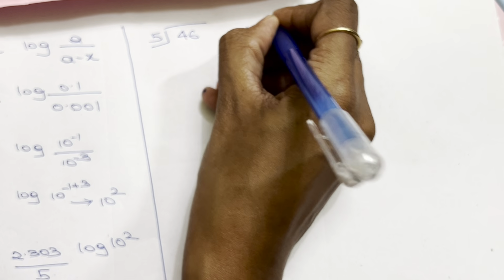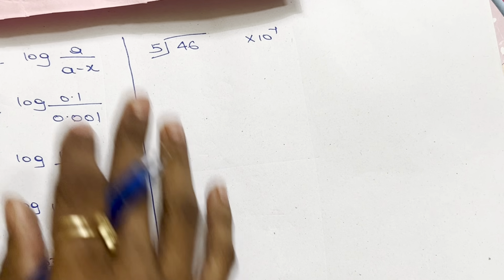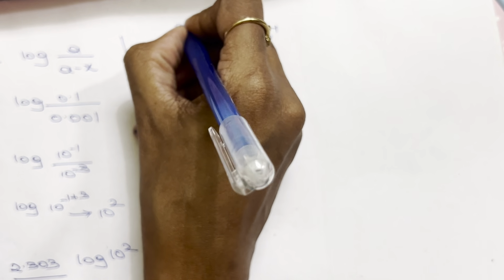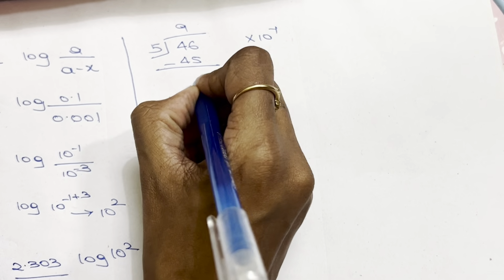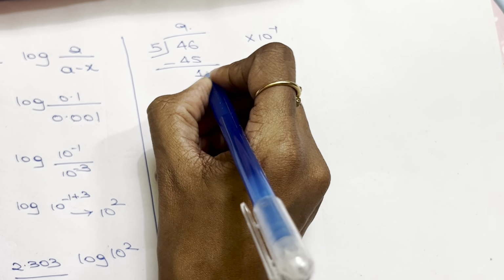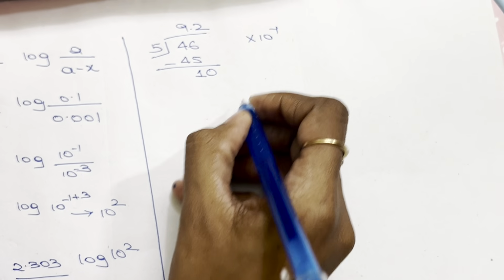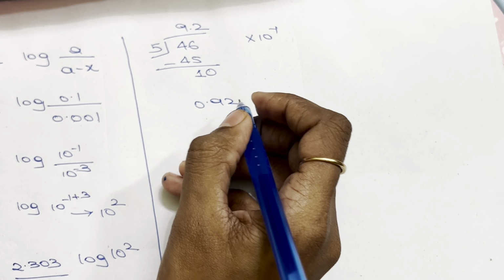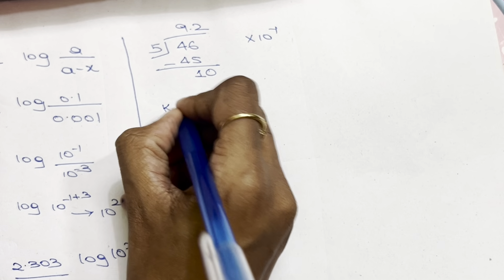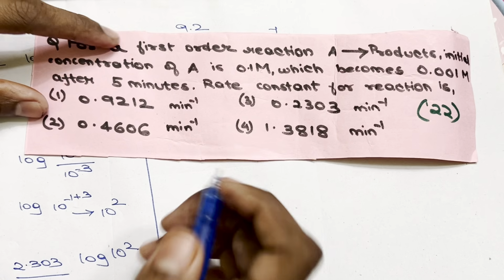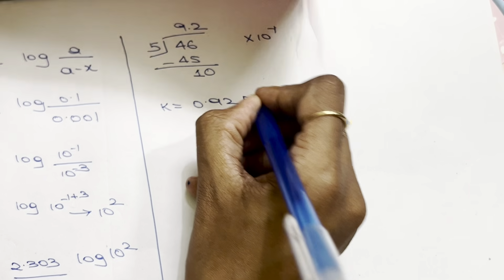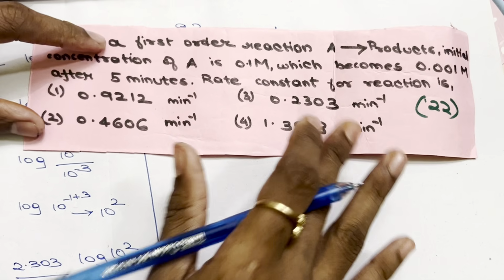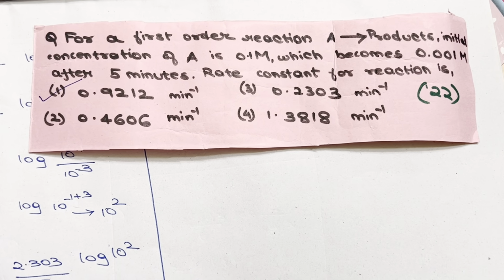We'll take 10 to the power minus 1 outside. Okay, so 5 9s are 45, 1, 0, it is 2. As it is minus 1, it is 0.92. So the value of rate constant k is 0.92 minute inverse, which is option 1.